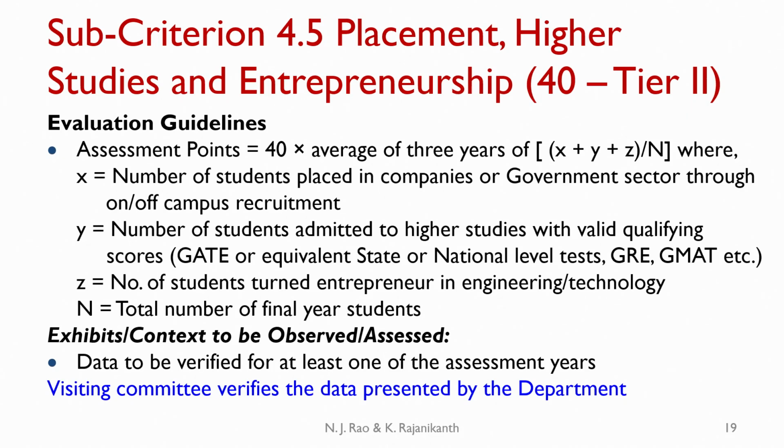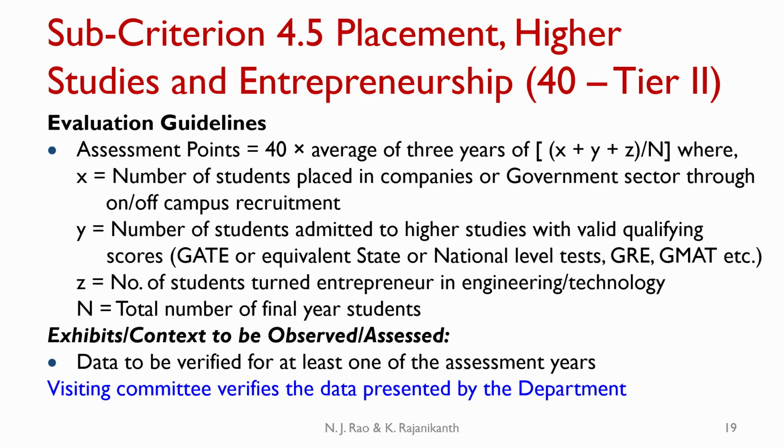Now come the 4.5 sub-criterion, placement, higher studies and entrepreneurship. All students who are graduating from the program will generally fall under one of these three categories. So, you compute all that. Assessment points, that is 40 into the average of 3 years of (x plus y plus z) by n, where n is the total number of final year students.